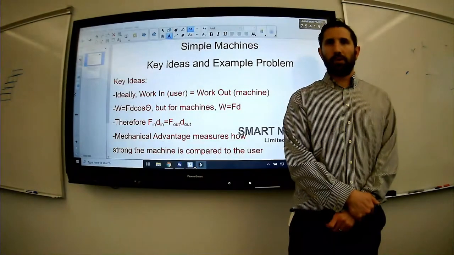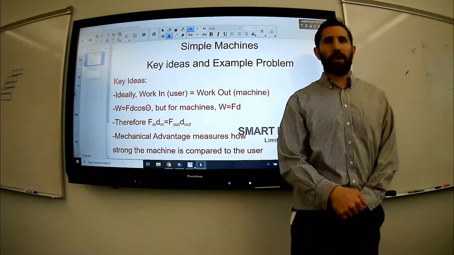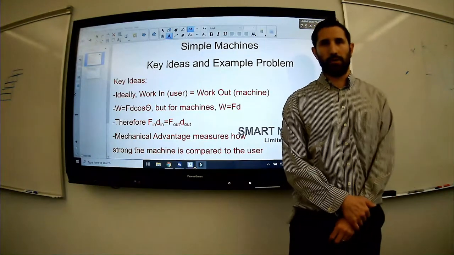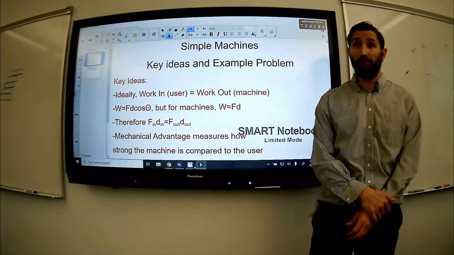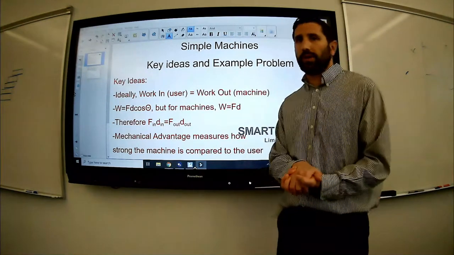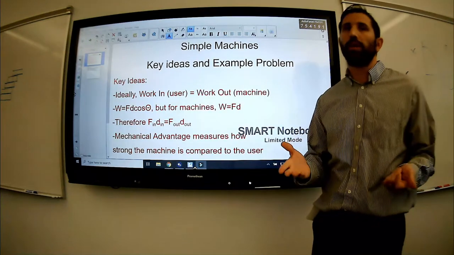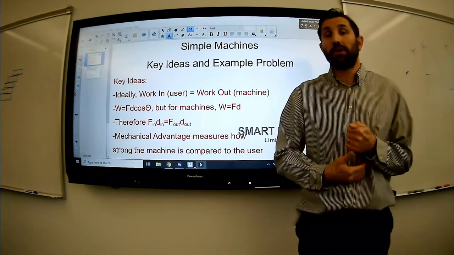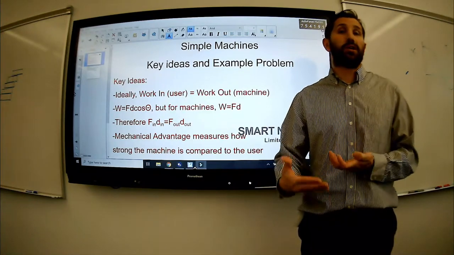Okay guys, so here today to talk to you some more about some key ideas about simple machines, and then also to work through an example problem of some calculations with simple machines. So the number one thing that you need to remember, and the most important idea with simple machines, is that a simple machine basically tries to make work easier for us to do.